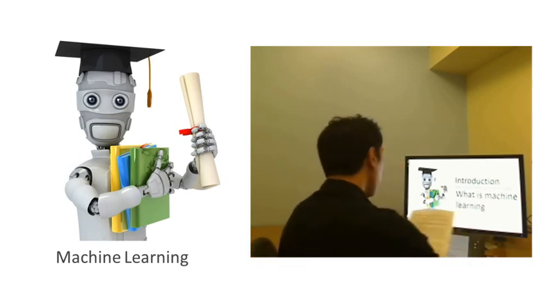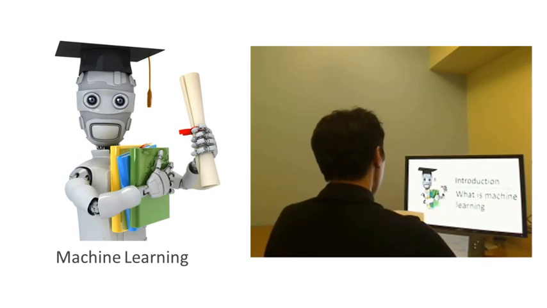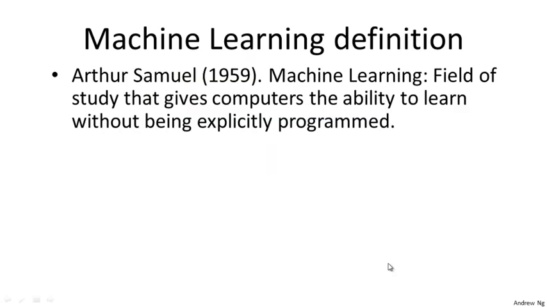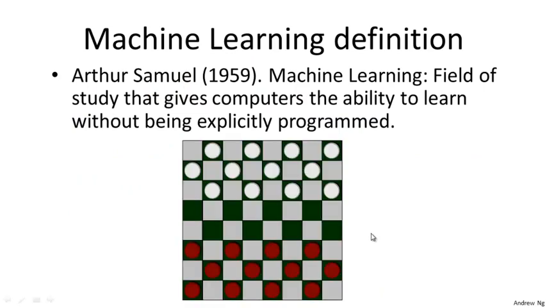Here's the definition of machine learning that is due to Arthur Samuel. He defined machine learning as the field of study that gives computers the ability to learn without being explicitly programmed. Samuel's claim to fame was that back in the 1950s, he wrote a checkers playing program. And the amazing thing about this checkers playing program was that Arthur Samuel himself wasn't a very good checkers player.